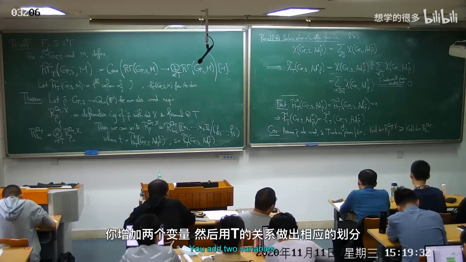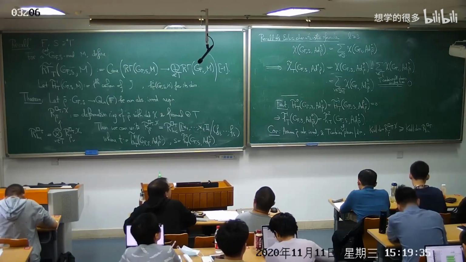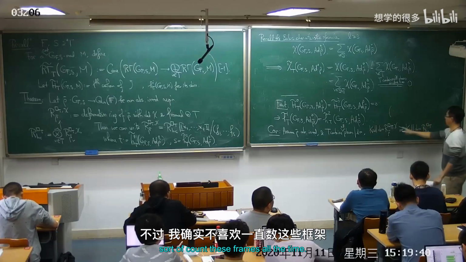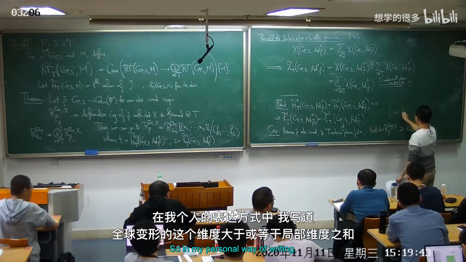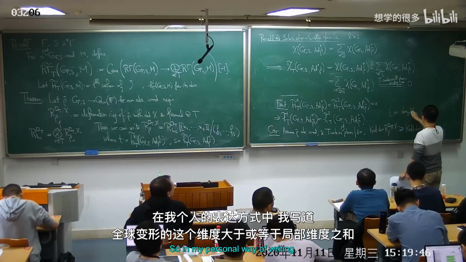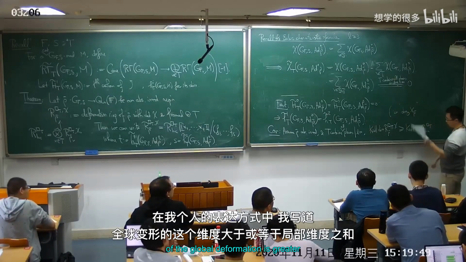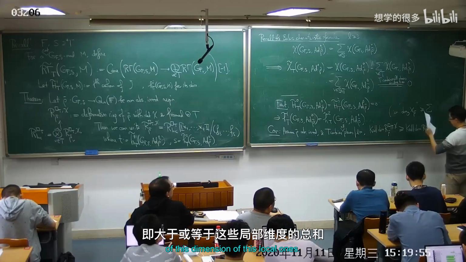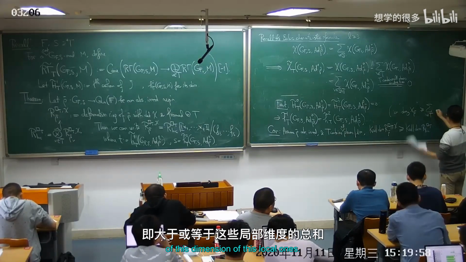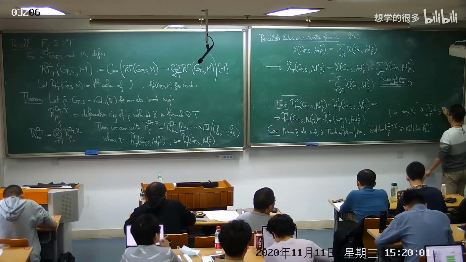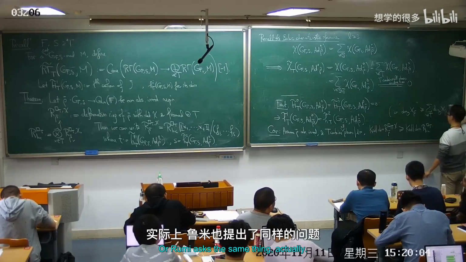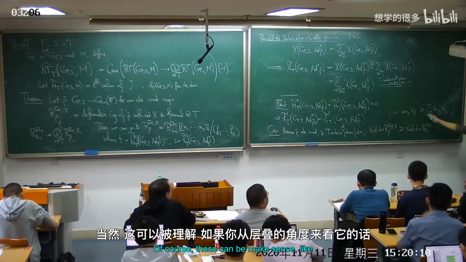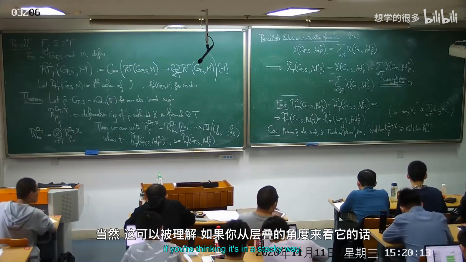Right, you add T many variables and you divide by T many relations. Okay. But of course, I don't like to count these frames all the time. So in my personal way of writing, I'm writing this: the dimension of the global deformation ring is greater than or equal to the sum of the dimensions of these local ones. Or let me ask, it's the same thing actually. Of course, this can make sense if you're thinking in a stacky way.